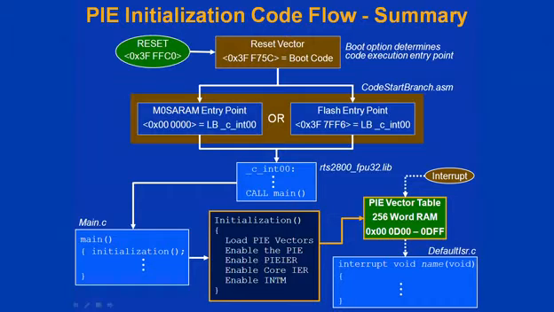CodeStartBranch.asm has a long branch to the entry point of the runtime support library. After the runtime support library completes execution, it calls main. In main, we have a function call to initialize the interrupt process and enable the PIE block. When an interrupt occurs, the PIE block contains a vector to the interrupt service routine located in DefaultISR.c.